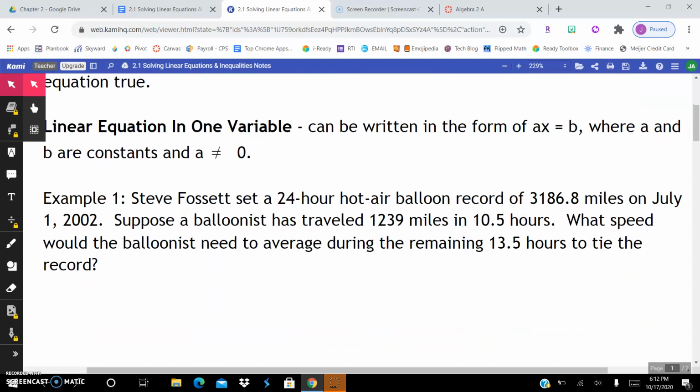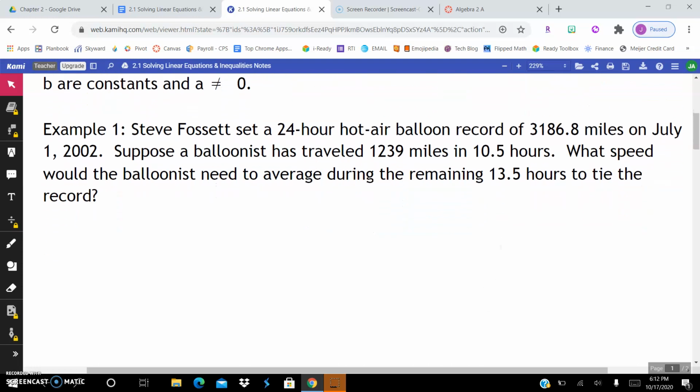A linear equation in one variable is just something that can be written in the form of ax equals b, where a and b are constants. So for instance, 2x equals 4, and a can never be 0 in this case.